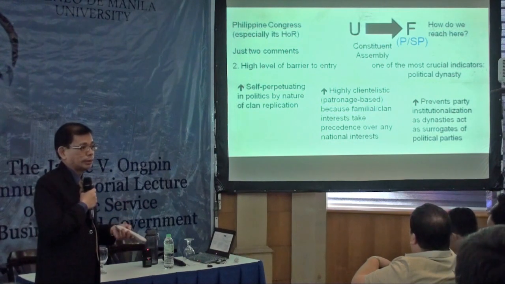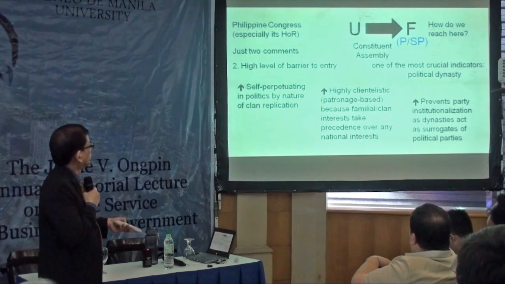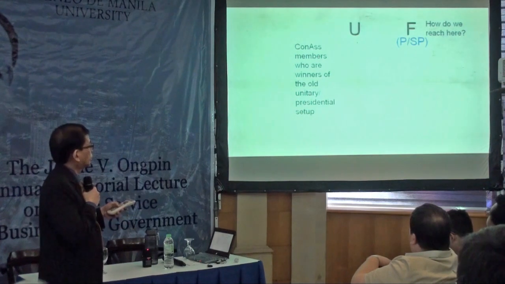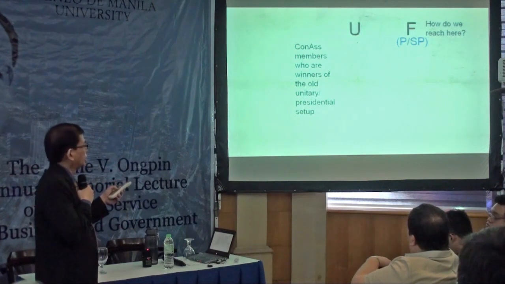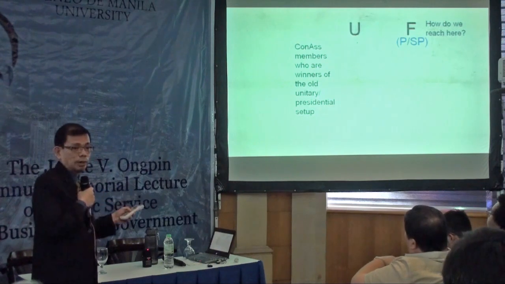And the third one is that, of course, it prevents party institutionalization, because dynasties in this country act as surrogates of political parties. So we start with this political economy diagram with CONAS members who are winners of the old unitary presidential setup.